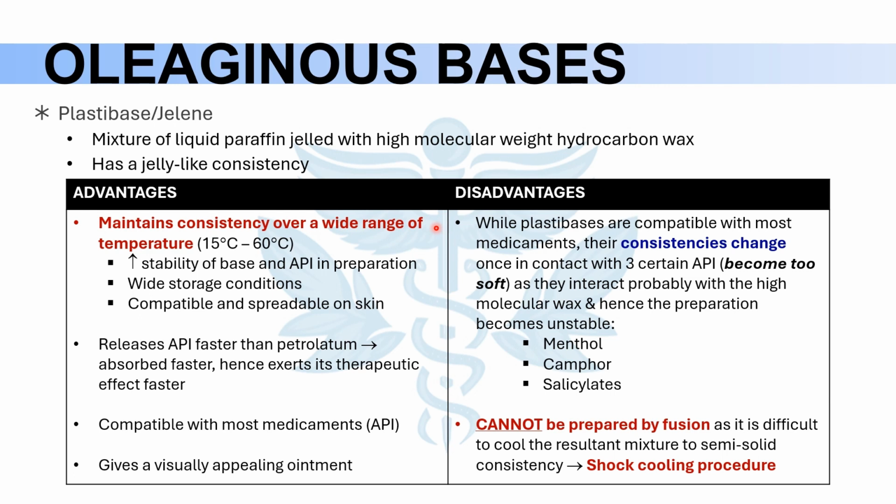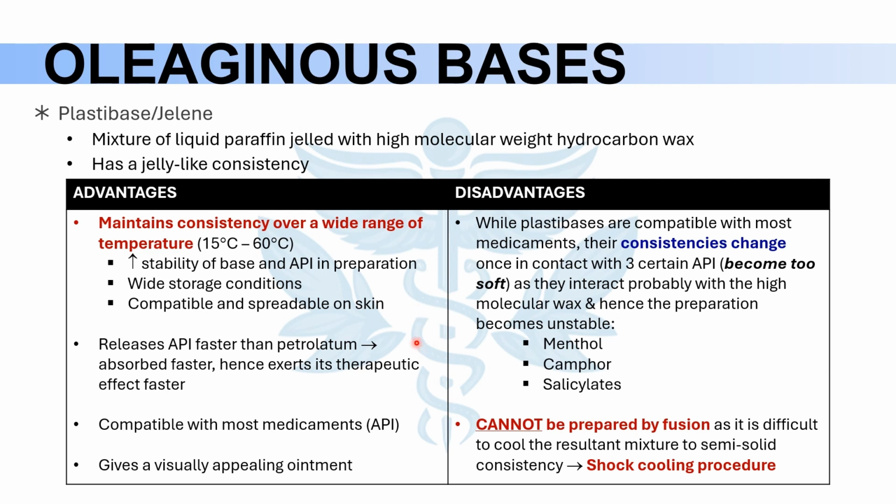Plastibases have several advantages, but the greatest advantage that it has is that it maintains its consistency over a wide range of temperatures. See, from 15 degrees Celsius to 60 degrees Celsius. And this is amazing because it increases the stability of both the base and the active constituent in the preparation. It also allows us to work with a wide storage condition, so we're more flexible with the storage conditions at which we store our ointment, and we're not dealing with a strict or constricted temperature range. And also, it is compatible and spreadable on the skin.